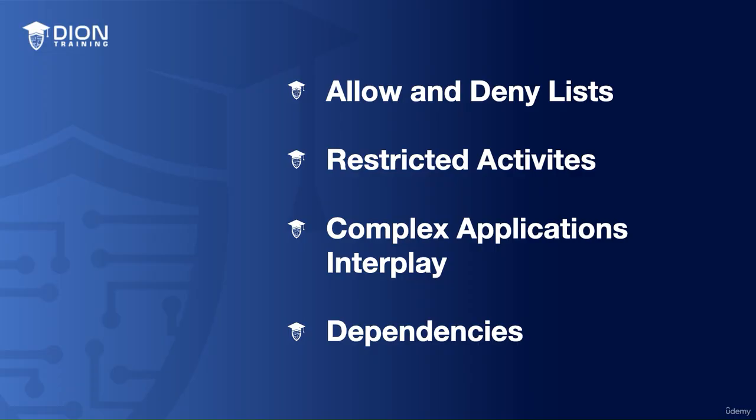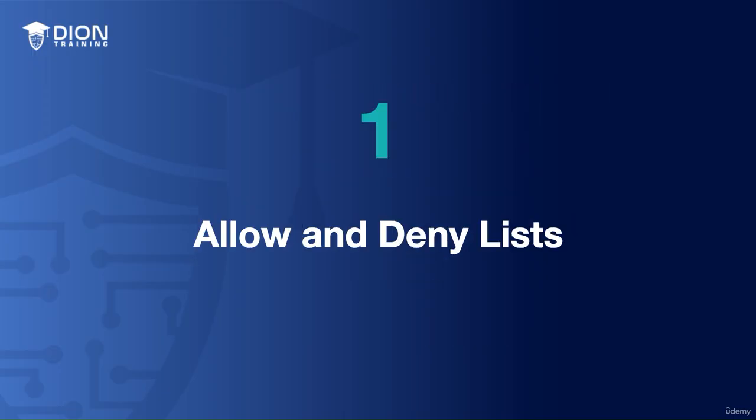So, in this lesson, we're going to be exploring the technical implications of changes, including some key elements like the use of allow and deny lists, restricted activities, and the complex interplay of applications and their dependencies. First, we have allow and deny lists.